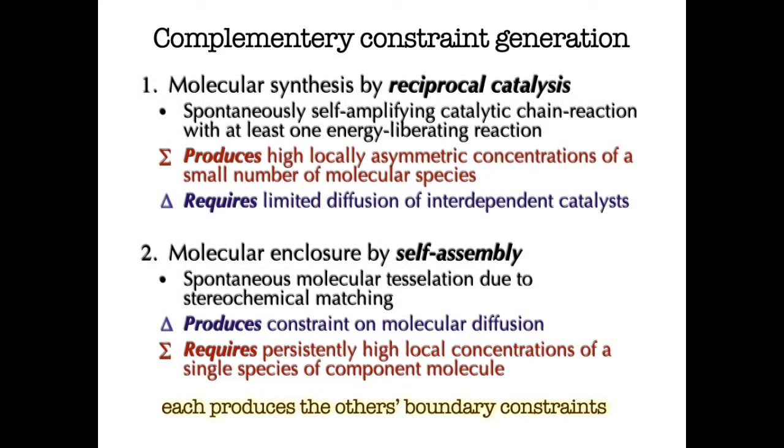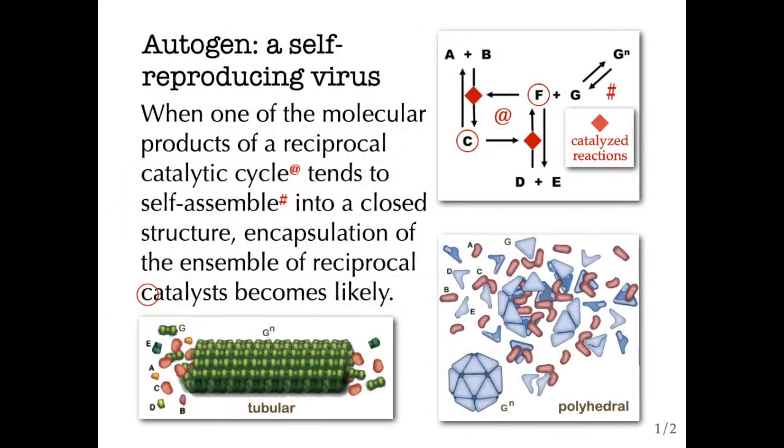These two processes, reciprocal catalysis and self-assembly, are chemically complementary to one another because they each tend to produce conditions that are necessary for the other to occur. So reciprocal catalysis, for example, produces high locally asymmetric concentrations of a small number of molecular species, while self-assembly requires persistently high local concentrations of a single species of component molecules. Likewise, self-assembly produces constraint on molecular diffusion, while reciprocal catalysis requires limited diffusion of interdependent catalysts. So each produces the other's boundary constraints. These processes can be coupled.